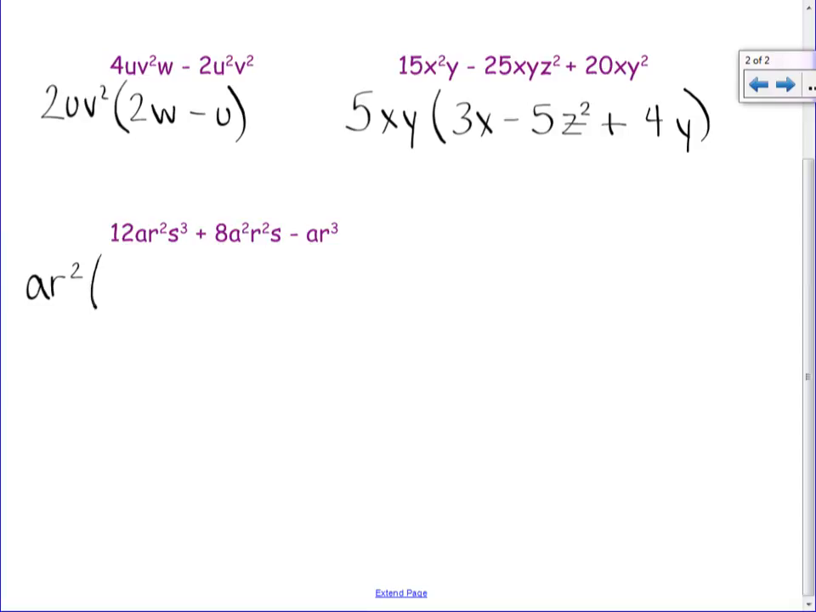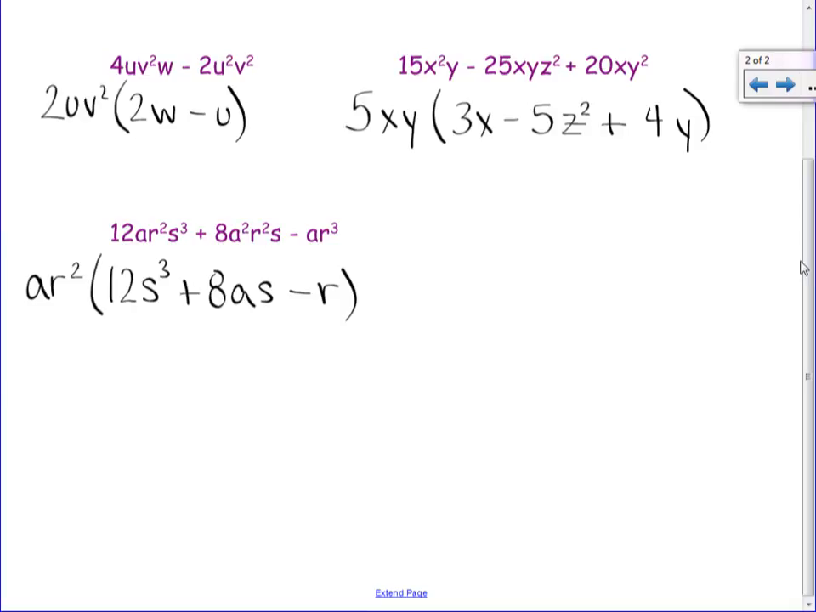Now all we need to do is take out an a and an r squared out of all of these terms, which means we got 12s cubed. We've got 8. We still have one a. The r's are gone, and we have an s. And on here, we're going to take away an a and 2 of the r's. So we're just left with 1 r.